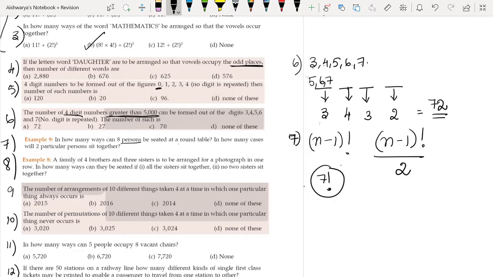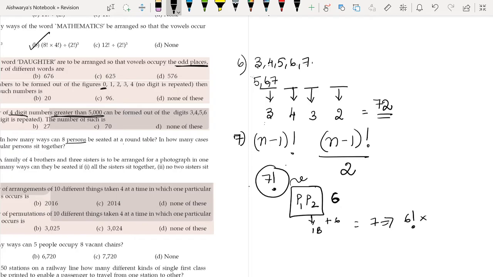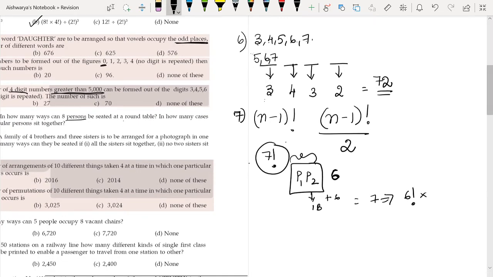Second part says in how many cases will 2 particular persons sit together. So let's say you have 2 particular persons, person 1, person 2. These 2 persons want to sit together. So make them one block. Balance how many people will be left? Out of 8, 2 gone. So balance 6 left. So one block plus 6 people will make it 7 people. 7 people in a circle is 7 minus 1, 6 factorial, multiplied by this. These 2 persons between themselves can be arranged in 2 factorial ways. So 6 factorial into 2 factorial is the answer.